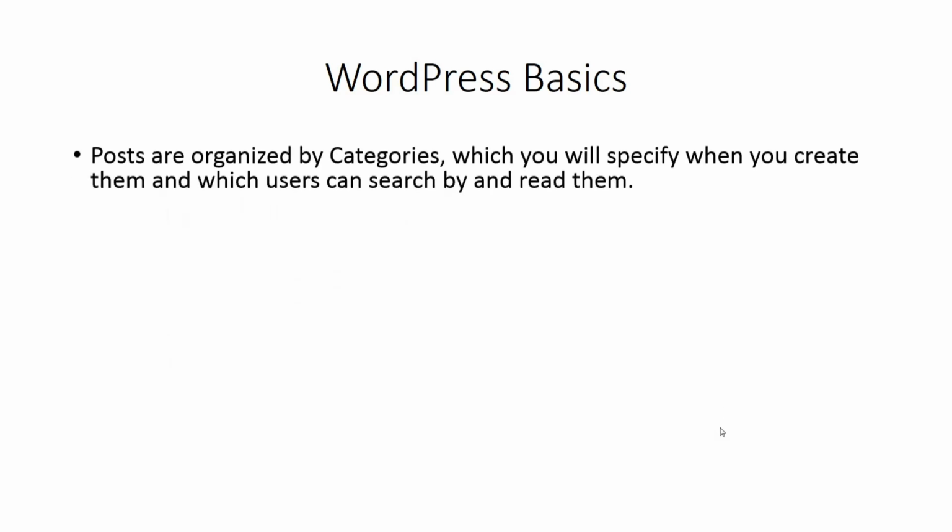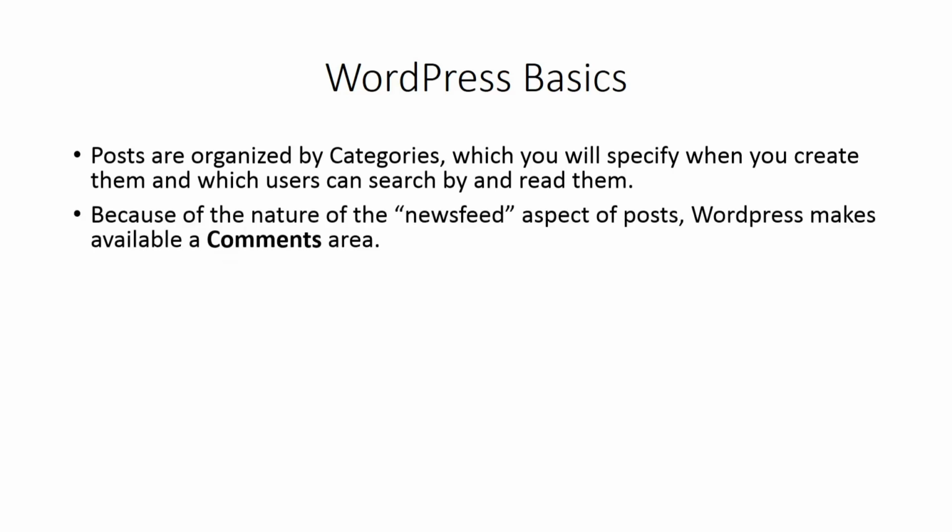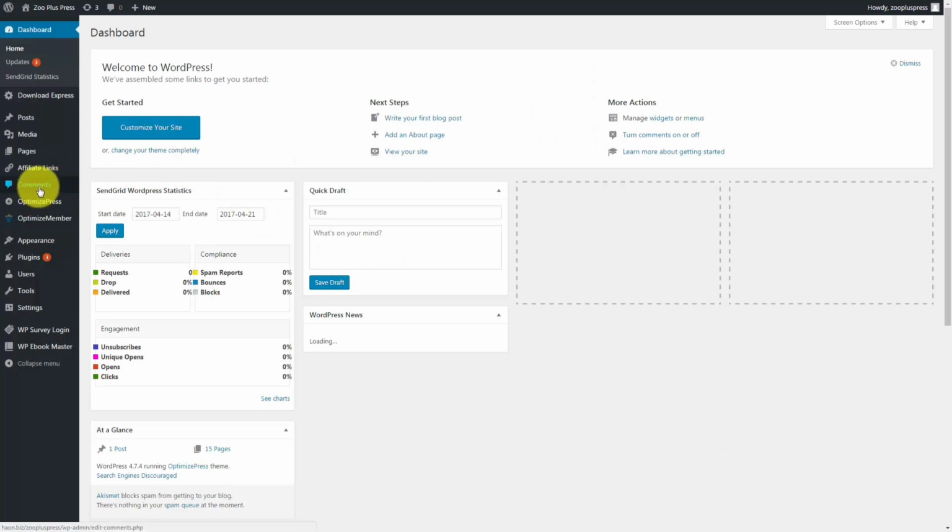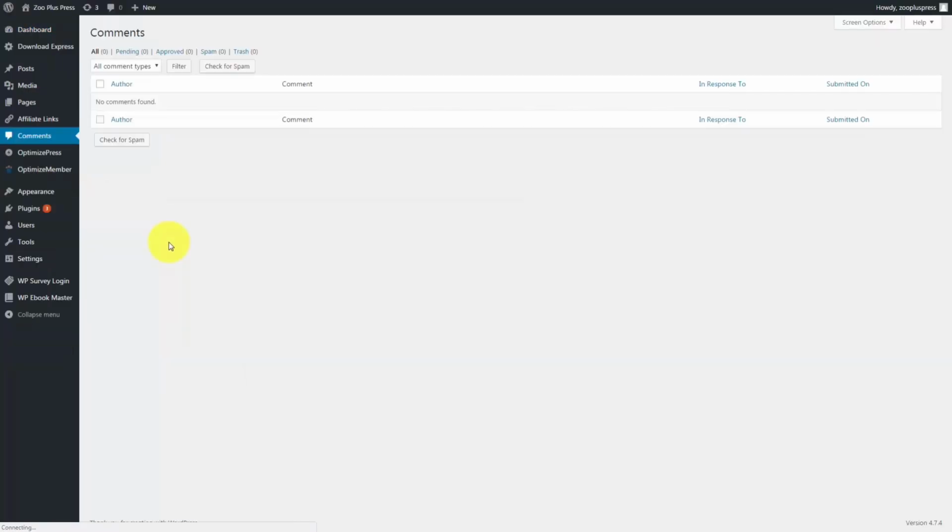Posts are organized by categories, which you will specify when you create them, and which users can search by and read them. Because of the nature of the newsfeed aspect of posts, WordPress makes available a comments area. And you'll see it in the back office here. And as you can see at this point, there are no comments.